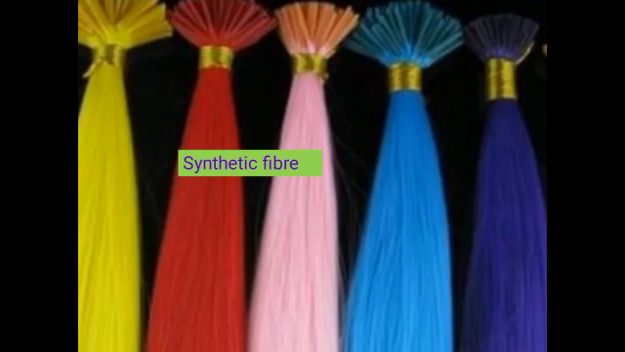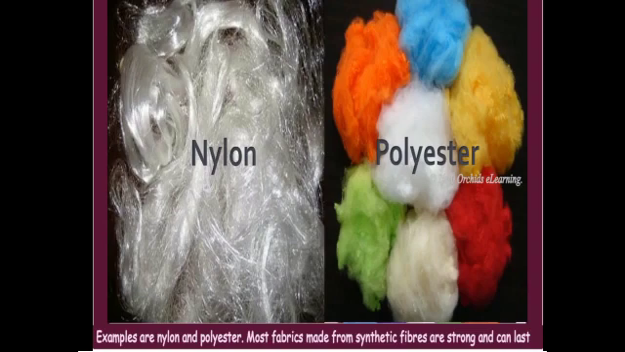Next one, synthetic fibers. Synthetic fibers like nylon, rayon and polyester are not found in nature. They are prepared artificially and are called man-made fabrics. Dear students, examples of synthetic fibers are nylon and polyester. Most fabrics made from synthetic fibers are strong and can last long.